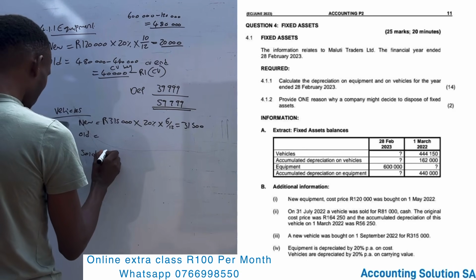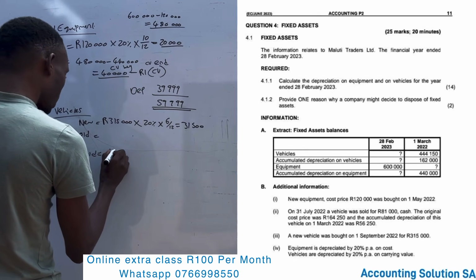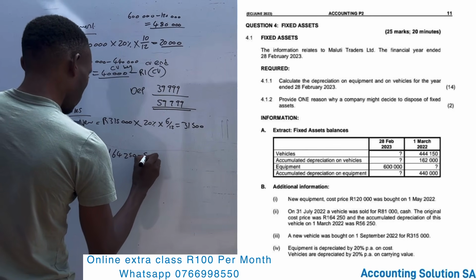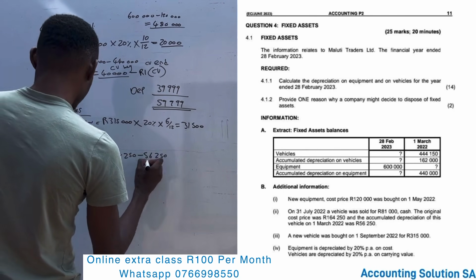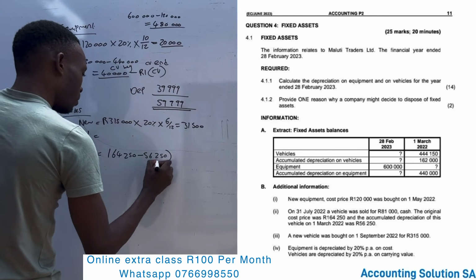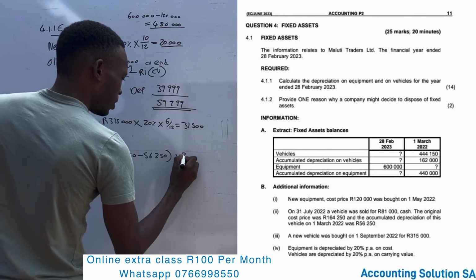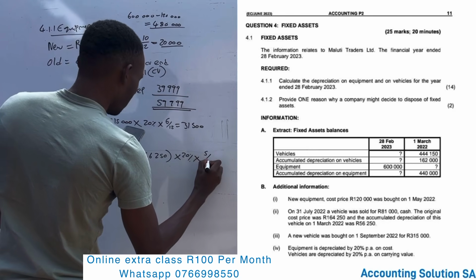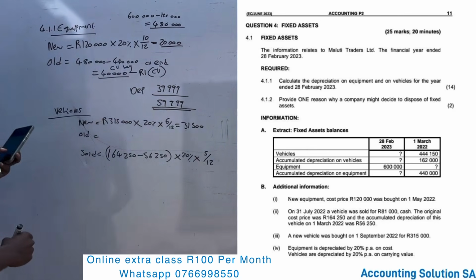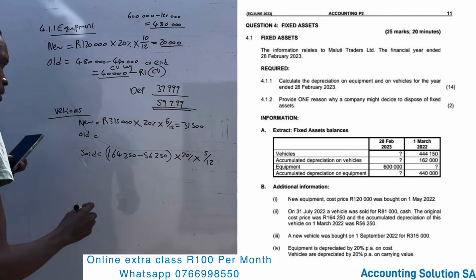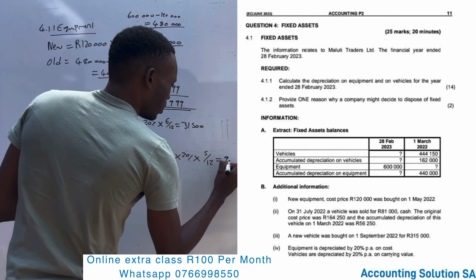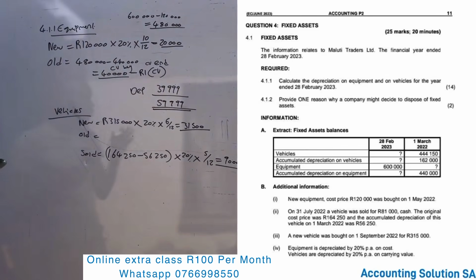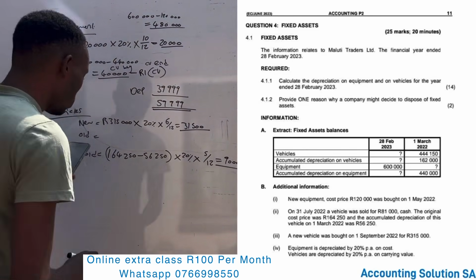Apologies about that. We're going to take our cost price of 164,250 minus 56,250. Then after that, we're going to multiply by our 20%, and then we multiply by 5/12. Okay, which is going to give us 9,000. This is depreciation number 1. This is number 2. Now we are going to calculate the remaining, which is the old one.